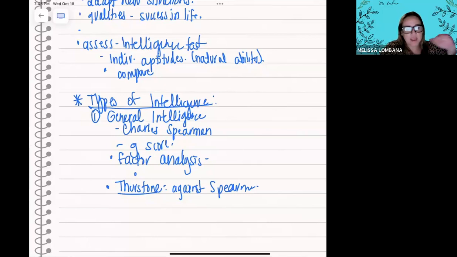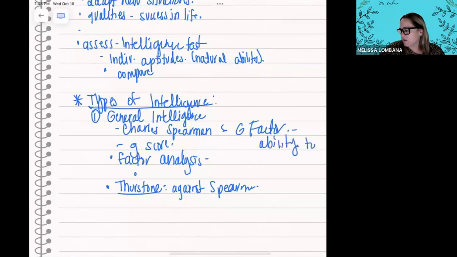Okay, now under Spearman, also add there this G factor, which is basically your general intelligence and which is your ability to solve problems. Okay, so that goes into the Spearman theory. So he says if you're able to solve problems, your general factor is high, you're going to be able to solve problems a lot easier.